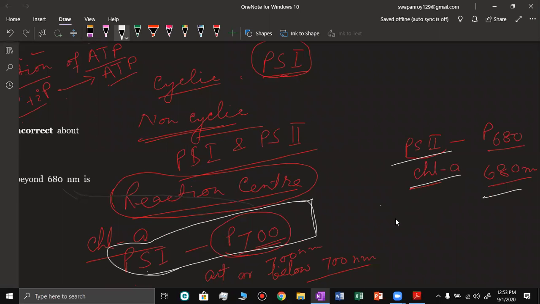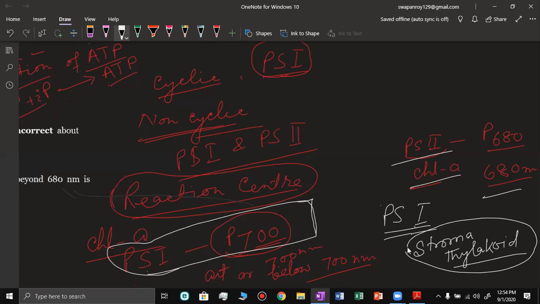For the cyclic photophosphorylation, the PS1 alone is located in the stroma thylakoid. Stroma thylakoids are the thylakoids which connect the two grana. The membrane which connects two grana is called the stroma thylakoids.